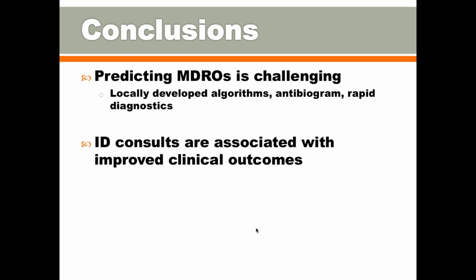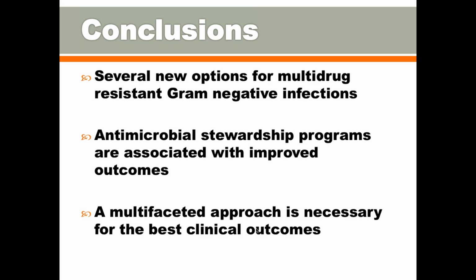As I said, those are the end of my slides, so I'll just wrap up here. Predicting MDROs is challenging. Using locally developed algorithms, if you have them, can be helpful. Antibiograms, certainly. Looking at patients' prior drug resistance patterns from prior cultures, and if you have them, rapid diagnostics in combination with the stewardship team. If you have availability of infectious disease folks, consulting with them has been shown to improve clinical outcomes. We talked a little bit about the new options for multi-drug resistant gram-negatives and some of their benefits and drawbacks, and talked a fair amount about all the things that antimicrobial stewardship programs can do to help improve clinical outcomes. But overall, a multifaceted approach is necessary to help improve patient care.